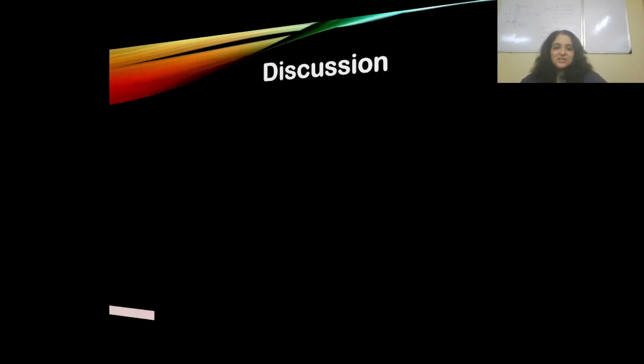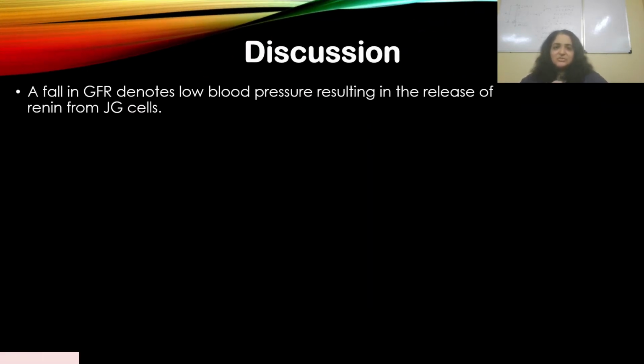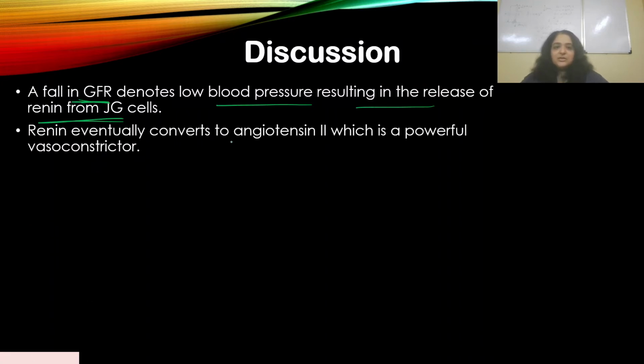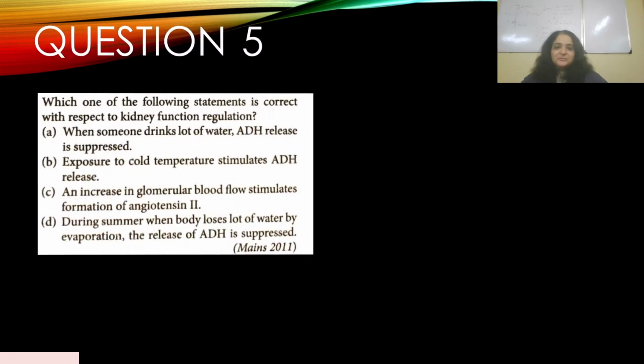Okay, we'll go to the discussion. I think now I've made it very clear. Now you should be very used to this. A fall in GFR denotes low blood pressure. This stimulates the JG cells to release renin enzyme. So they eventually convert to angiotensin 2, which is a powerful vasoconstrictor. Okay, so clear? We'll move on to the next question.